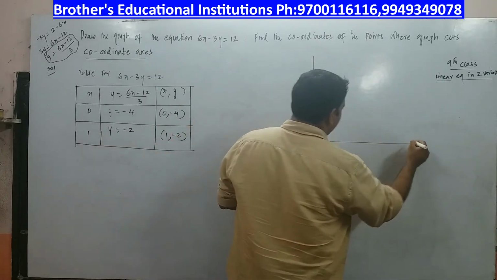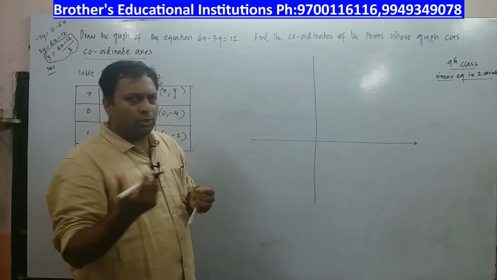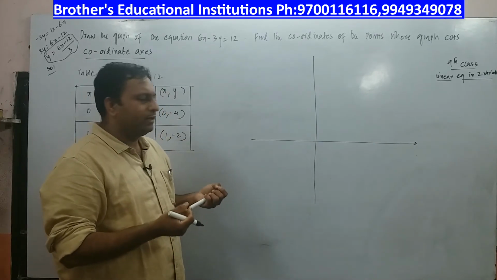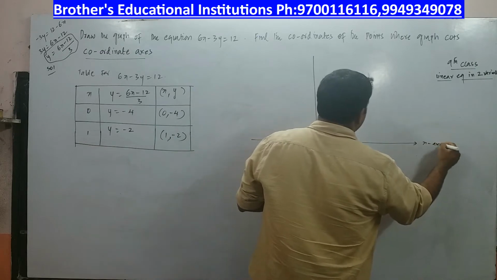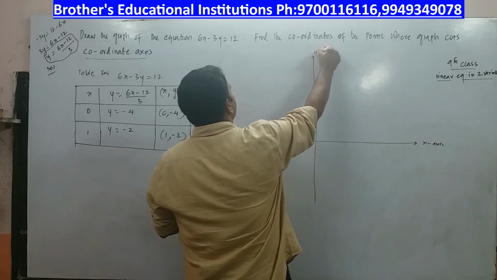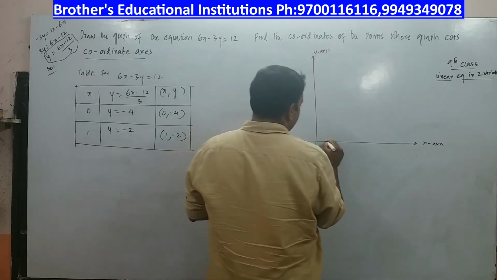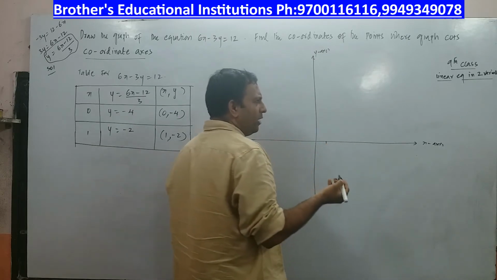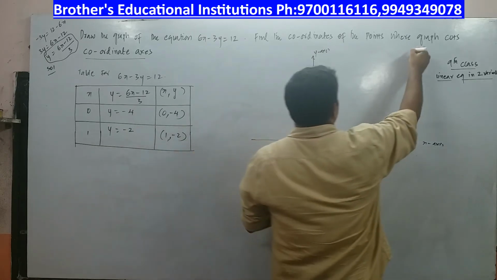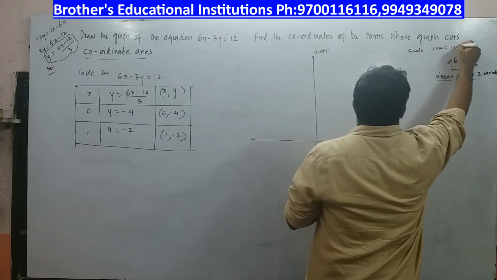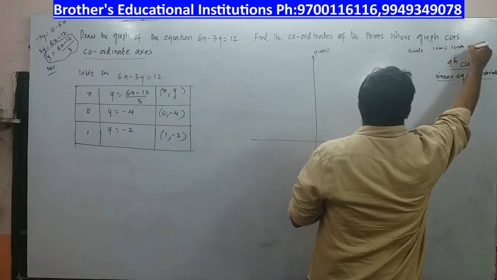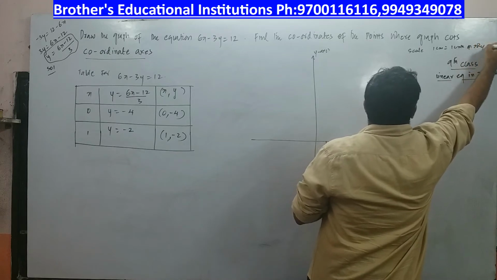I don't have the graph paper, I am drawing it randomly. So you have the graph paper, do it accurately, right? Because you will get the accurate answer. This is x axis. This is y axis. Now this is 1 centimeter. Usually I'll take 1 centimeter is equal to 1 unit. So please mention the scale. 1 centimeter is equal to 1 unit on x and y axis.